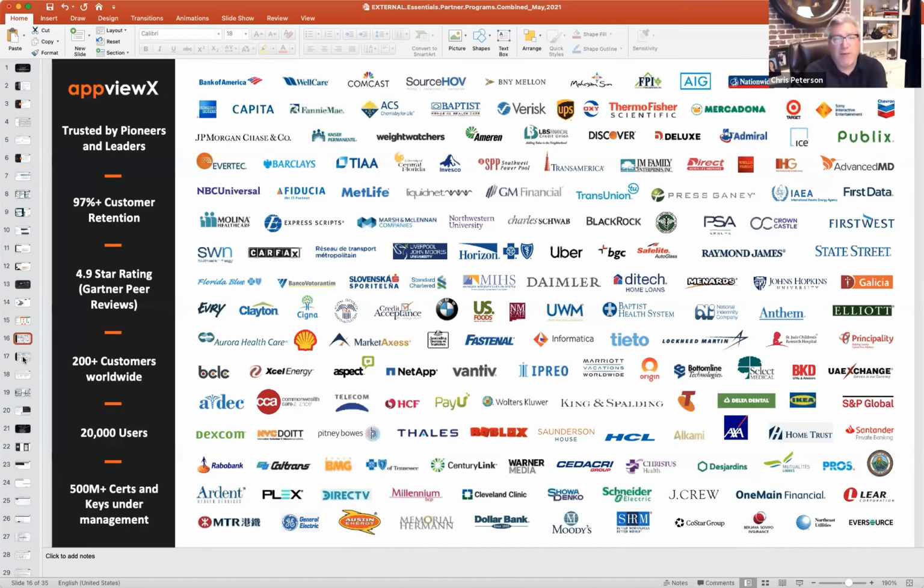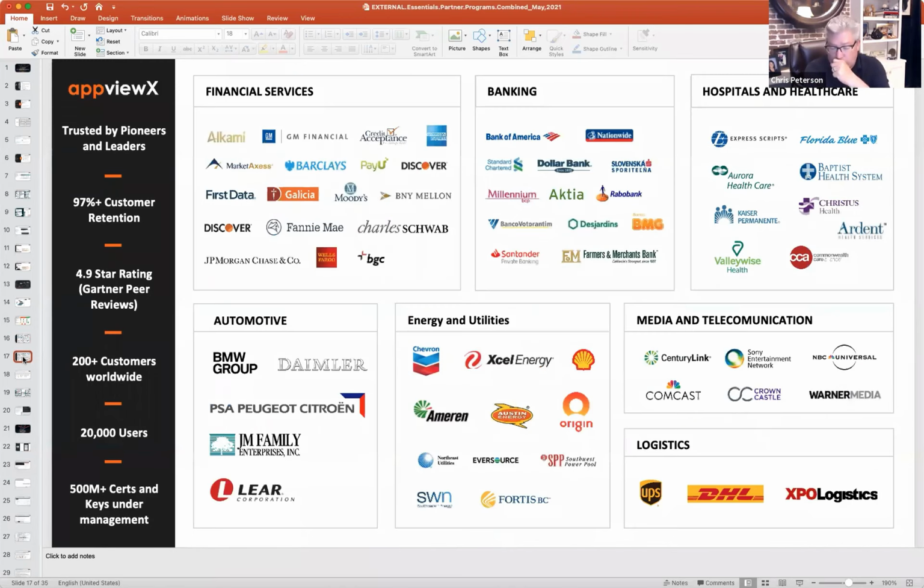This is a similar slide. It talks about the most popular verticals that we're very successful in. First one is financial services and banking. Obviously, a lot of blue chip names there that are using the product today. But because of the huge amount of IoT devices in hospitals, healthcare environments, energy and utilities, we've got a solution that appeals very well to those verticals as well.